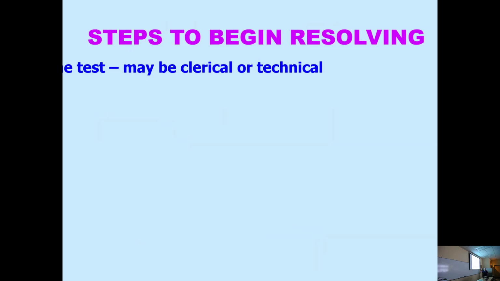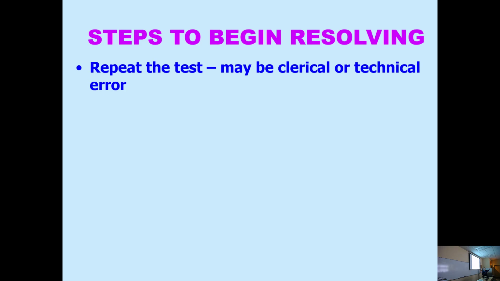So, steps to begin with resolving. First off, repeat the test. It could be a clerical problem, it could be a technical error. What happens if you have 3 patients and you take the plasma off of patient A and put it with patient B? So you're typing the same patient, but actually it's 2 different patients, forward and reverse. Things like that can happen.